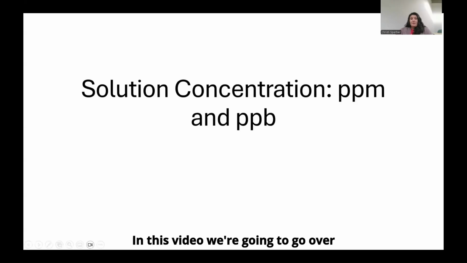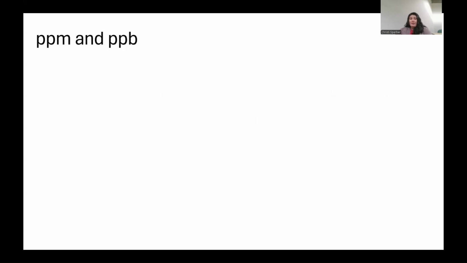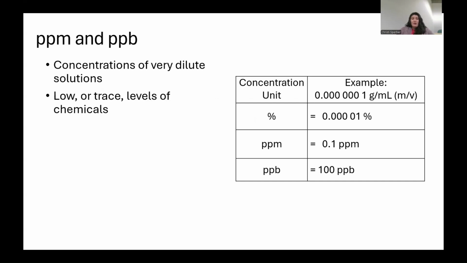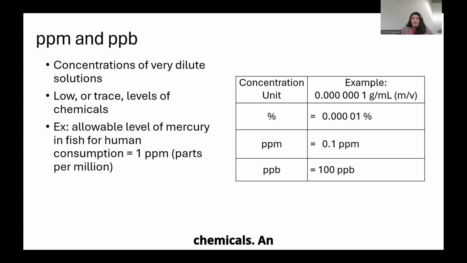In this video, we're going to go over solution concentration, parts per million or ppm, and parts per billion, ppb. Parts per million and parts per billion are concentrations of very dilute solutions. They are low or trace levels of chemicals. An example of when you would use ppm or ppb is when you're talking about an allowable level of mercury in fish for human consumption. 1 part per million is the allowable level of mercury in fish.